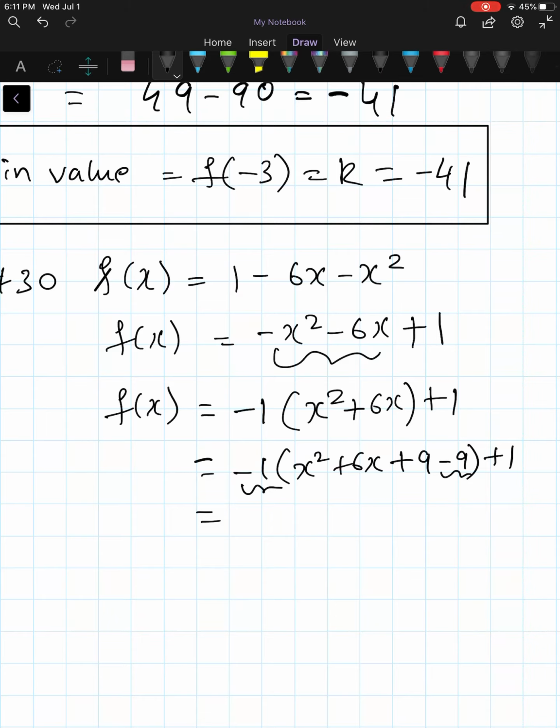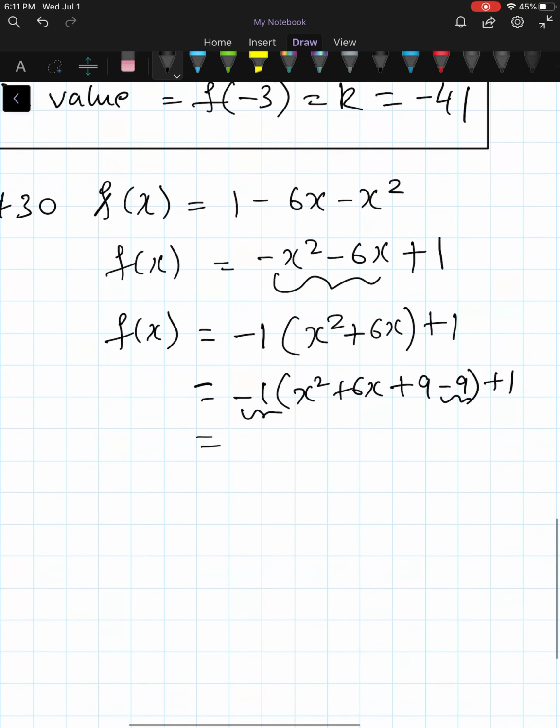Some people just take this negative 9 outside the brackets as it is without multiplying it with a. That would give you a wrong solution, so do not do that. Be careful and conscious while solving these kinds of problems. So this can be written as negative 1 times x square plus 6x plus 9, plus 9 plus 1.